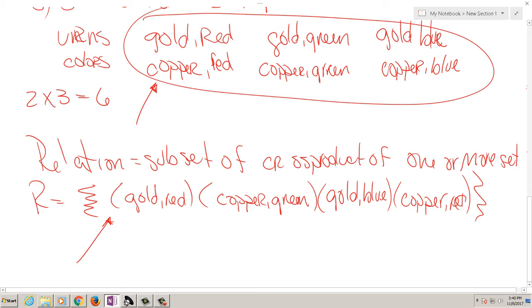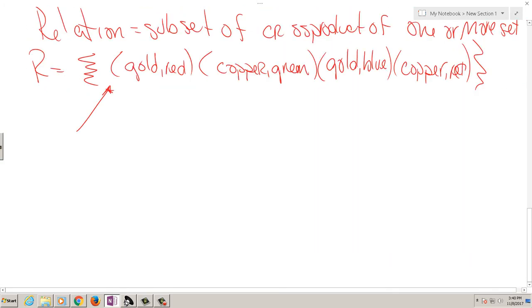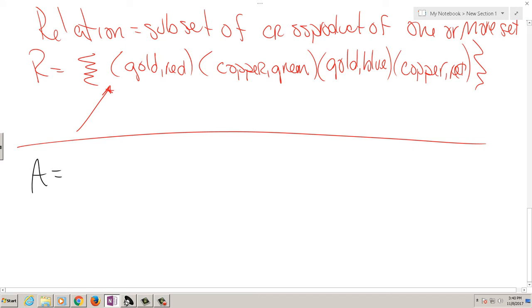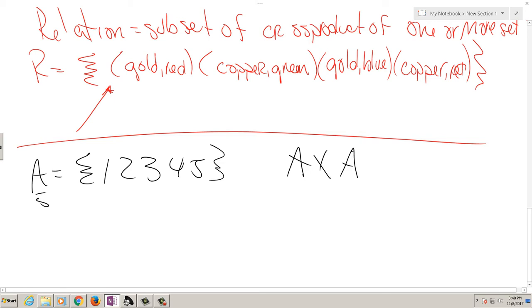So the next thing that we're going to see is that we can also do the cross product of a set with itself. We can have the cross product of 2 separate sets, or we can have the cross product of a set with itself. So let's say, for instance, that I have set A. Let's say set A contains 1, 2, 3, 4, and 5. There are 5 elements in set A. So if I wanted to do the cross product of A with itself, I'm pretty sure that A has 5 elements in it. This is going to be 5 times 5, which means that there would be 25 possible ways that I could cross A with itself.